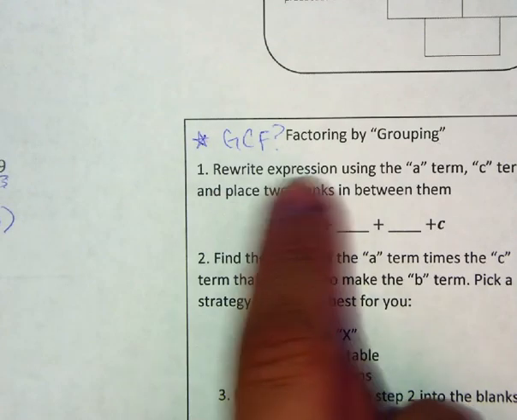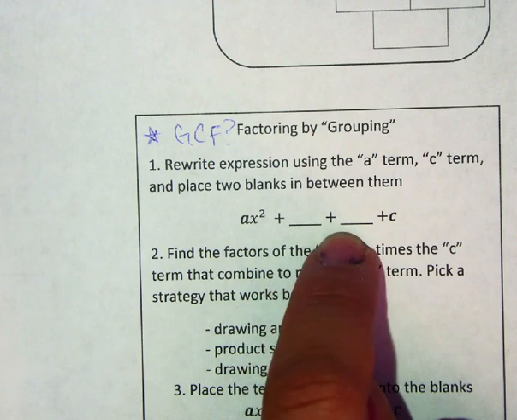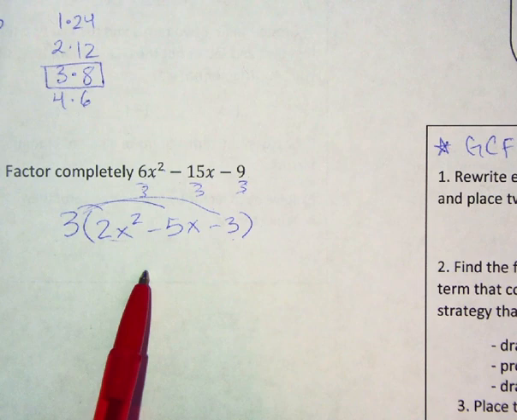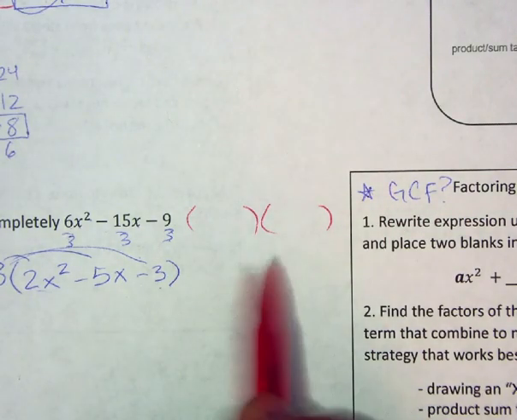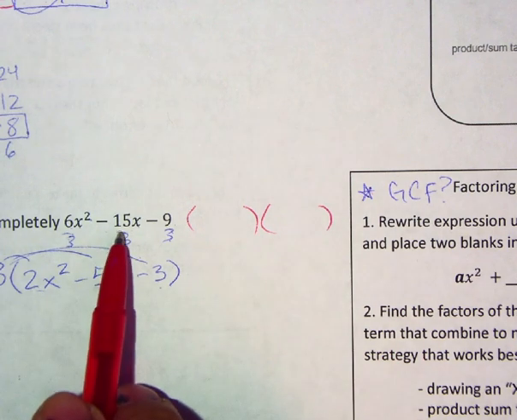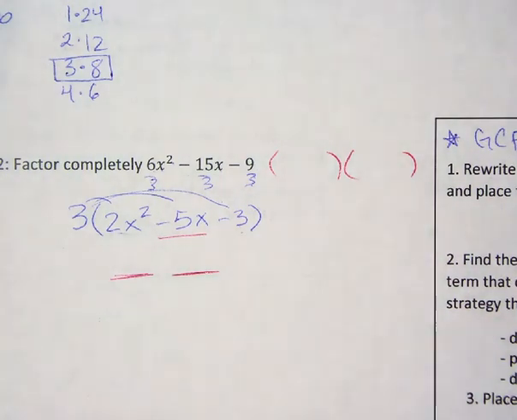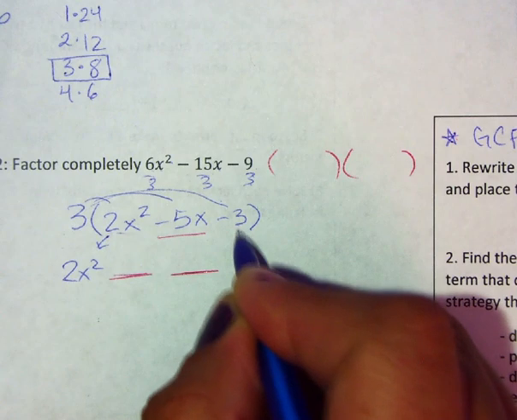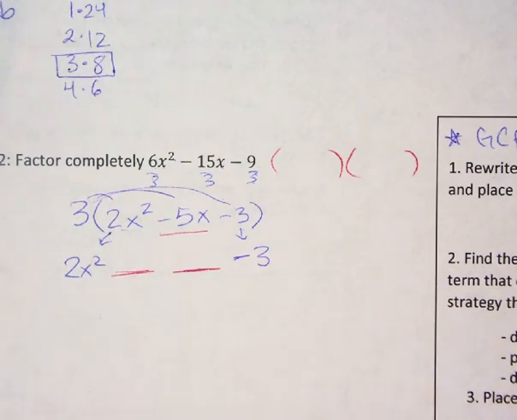Next, we're going to follow the steps right here. So first, we're going to rewrite the expression using the A term first, and then the C term, and then in the middle, we're going to put 2 blanks. And this happens because we're reversing the process of multiplying. We're finding out what are the factors. So instead of multiplying and then combining like terms and getting a B value, we're replacing the B value with 2 numbers that were combined to get that negative 5. So we're going to put that 2x squared in the front and this negative 3 at the end. And now ask ourselves what could go in there.